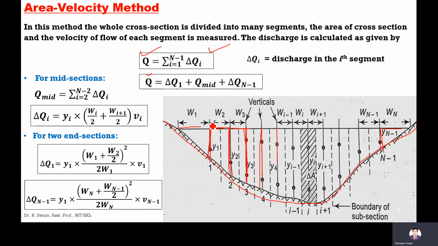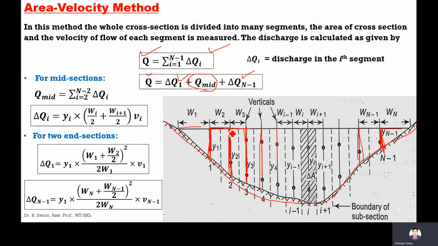The total discharge is, this is the first segment, this is the last segment. The discharge of the first segment plus the last segment, plus all medium segments, from the second to the n-2. From here to here, all segments are called mid segments. These two, the first and the last segment, are called end segments. So total discharge is the discharge of the first segment plus the discharge of all the mid segments plus the discharge of the last segment.